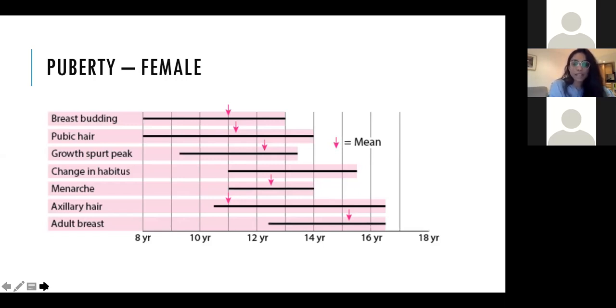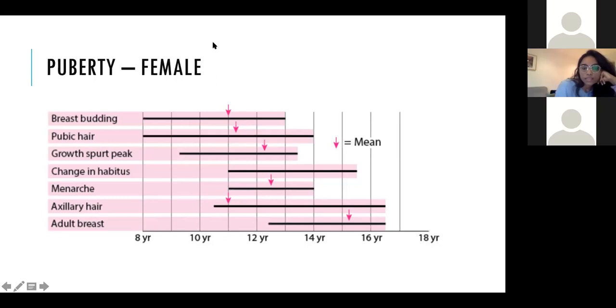So that's just something to keep in mind. But I think for exam purposes, most of the cases would have breast development as the initial sign of puberty. And usually menarche happens around 2 to 2.5 years, or even 3 years after breast development, which you can see in this diagram. And this is quite good actually, because it tells you the mean for each characteristic.